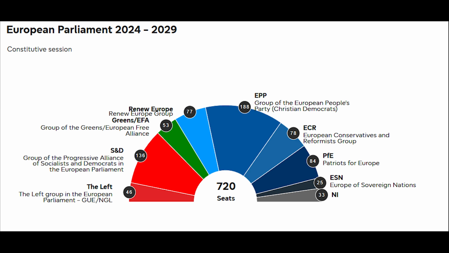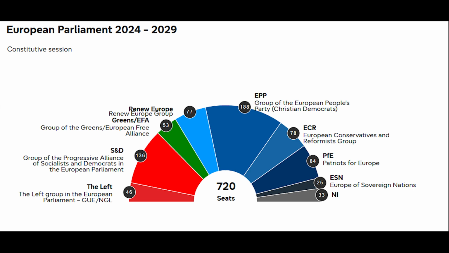To the right of the Patriots, you have the ESN, Europe of Sovereign Nations. The main member of this group is the AfD, Germany's far-right party, who were kicked out of the PFE's predecessor for allegedly being Nazi sympathizers and declined to join the PFE when it formed later.